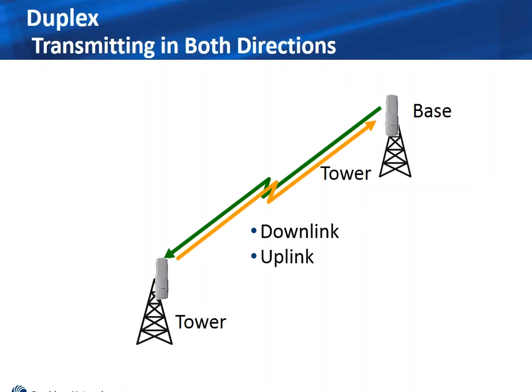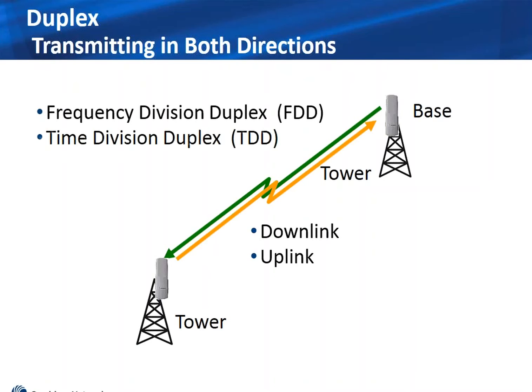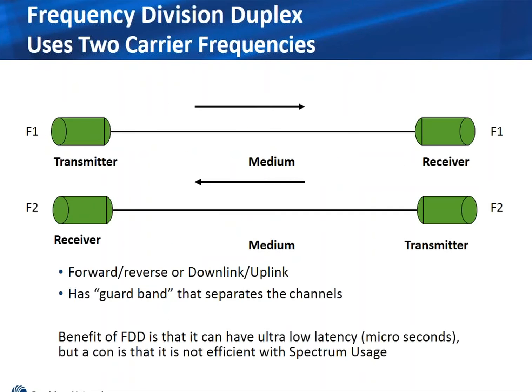But how we talk in those both directions is defined by another type of term, and if you click through a little bit more, the two most predominant ones are frequency division duplex, FDD, and time division duplex, TDD. Okay, so now let's understand a little bit more about those and how they work. What's the difference between them? So we'll start with FDD, frequency division duplex.